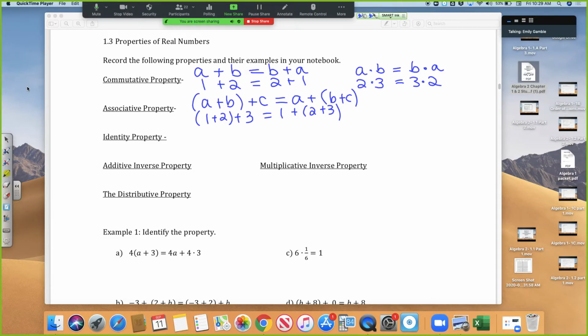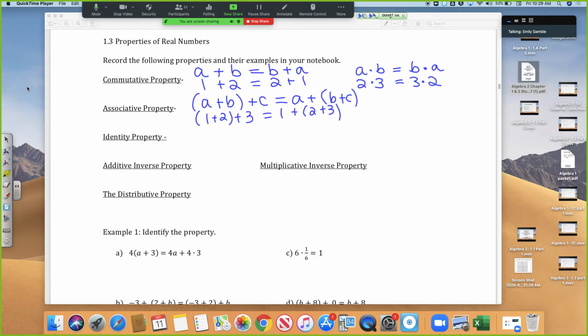Like the one on the left, I would do 1 plus 2 first and get 3, and 3 plus 3 is 6. The one on the right, I would do 2 plus 3 first, get 5, and 1 plus 5 is 6. So it's a different process, but the same answer. All right, this works for multiplication as well.